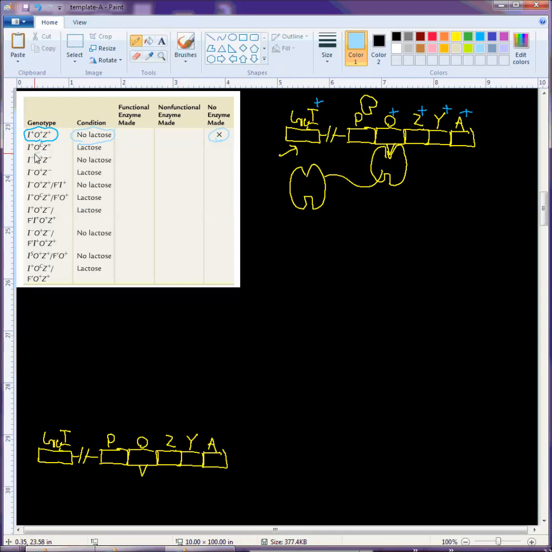Okay. Now, we have our next one. We have this genotype right here. So very similar, except we are going to replace the wild type operator with the constitutive mutation. And what is that? Well, there's my eraser here. That is this thing right here. The binding site has been mutated. Okay, so the lac repressor cannot bind.